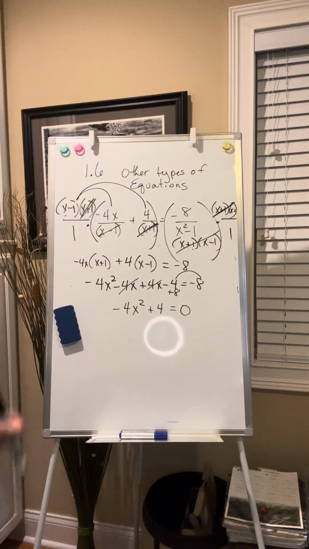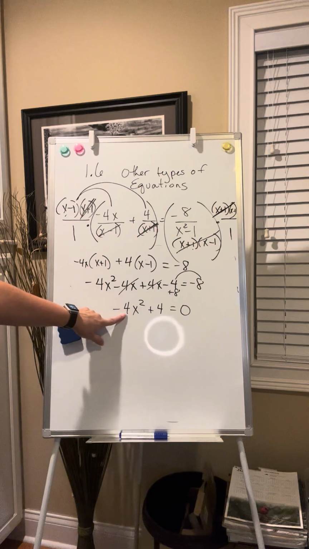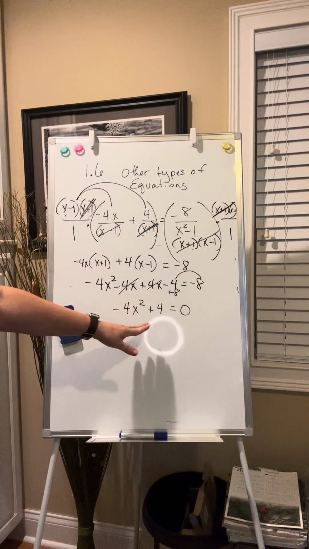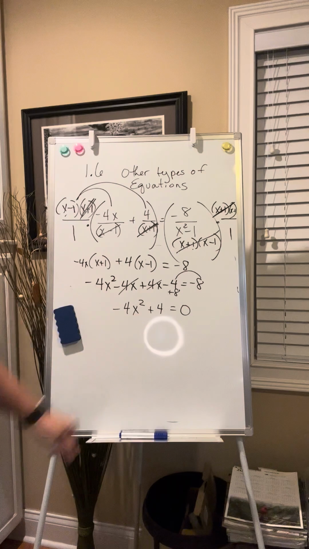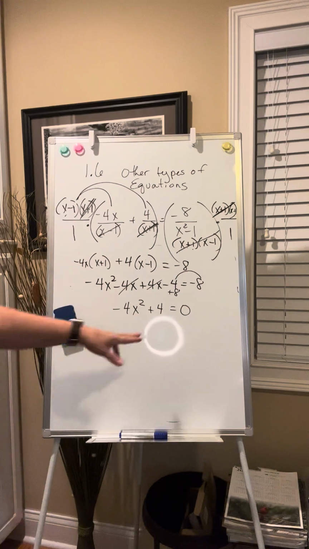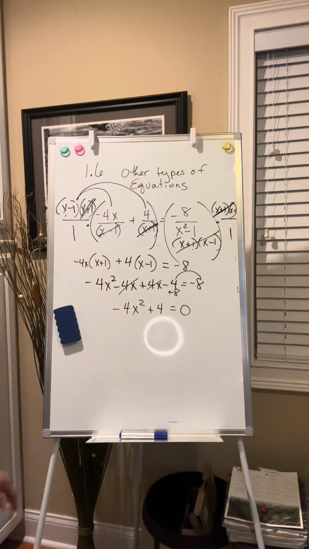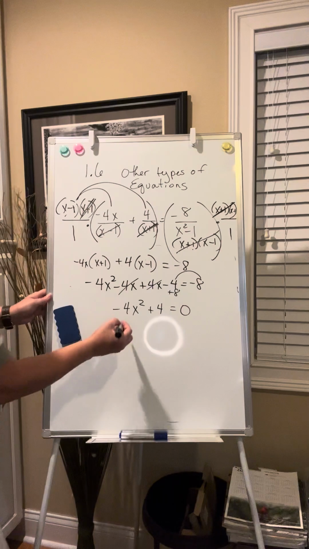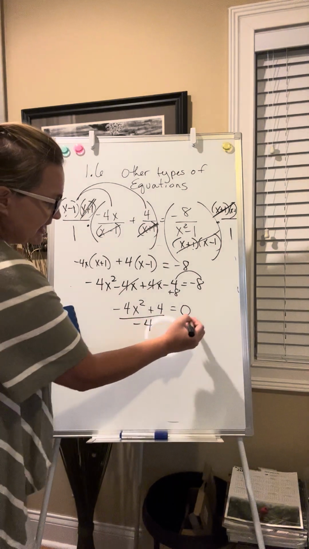From there, it's a quadratic. This would be your A term. B is 0. There's no middle term, right? The B term has a coefficient of 0, so you don't see it. And then the C term, the constant, is 4. So you could plug it into the quadratic formula, always an option. But I could also clean this up a little bit, and I would divide by the negative 4.